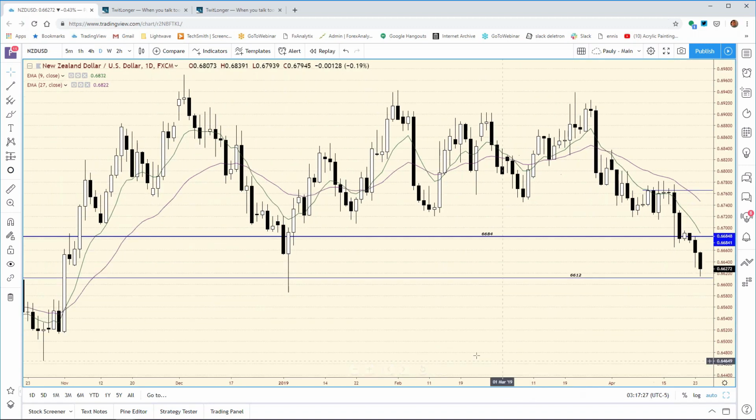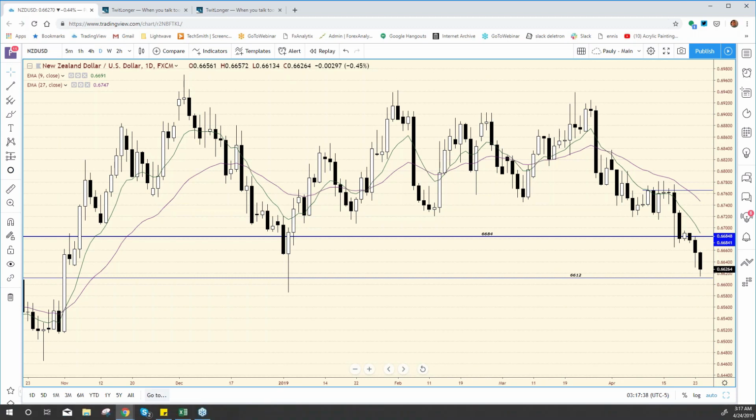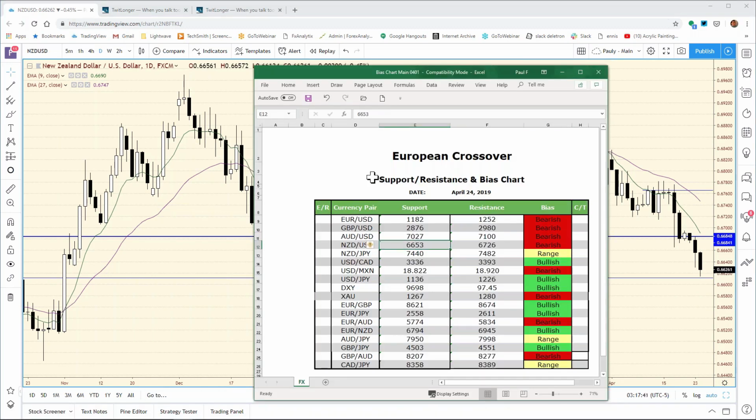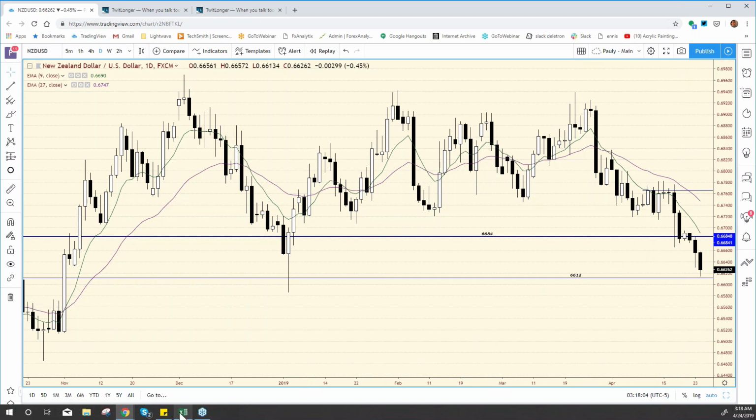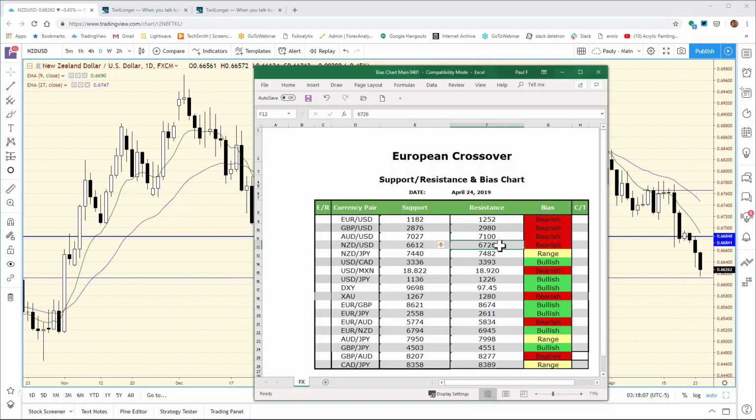Well, we finally made it down here, just about to that area, that 66.12. That'll be our support on the Kiwi. And resistance will be right there, 66.90. So if we get a bounce back, that would be the key right there, 66.90. Quite a ways off, but the market is very oversold at this point.